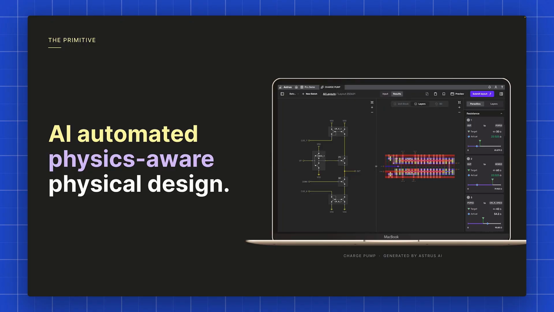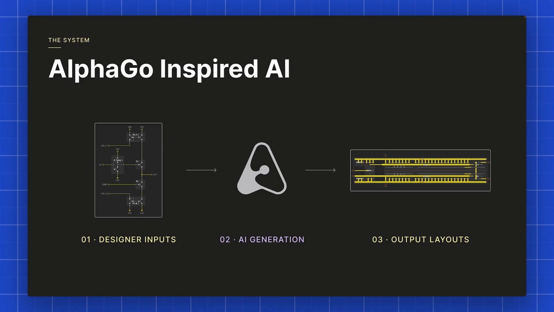In order to reach the grail and avoid the grave, at Astrus, we've approached the problem with new, modern techniques to create AI-automated, physics-aware physical design. We take the traditional input from an analog designer and automate the creation of layout. The inputs to our system are schematics and rules of the game that Astrus AI uses to guide layout generation.